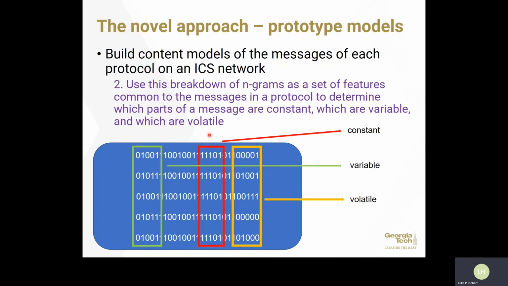So part 2 of creating our prototype model is to create a breakdown of n-grams as a set of features common to messages in a protocol to determine which parts of a message are going to be constant, which are going to be variable, and which are going to be volatile. Looking at the far left, we can see an example of something that's variable within a protocol. So this is a certain location within messages in a protocol that we can expect to change. So we see the first 2 bits here. This is a series of 5 individual messages. In each of these 5 messages, the first 2 bits stay constant, and the 5th bit stays constant.